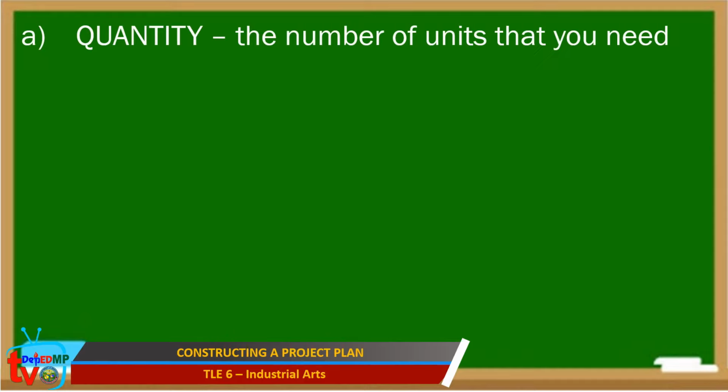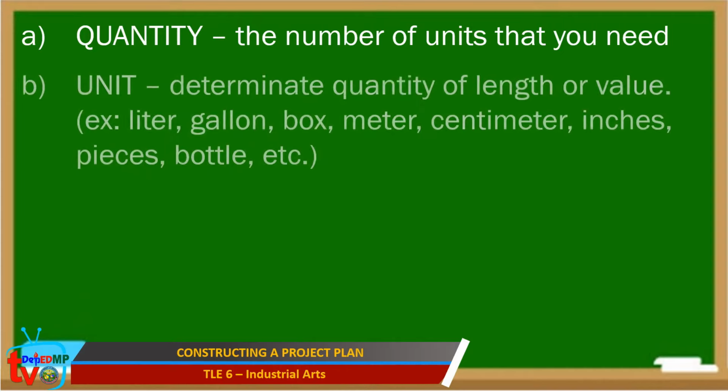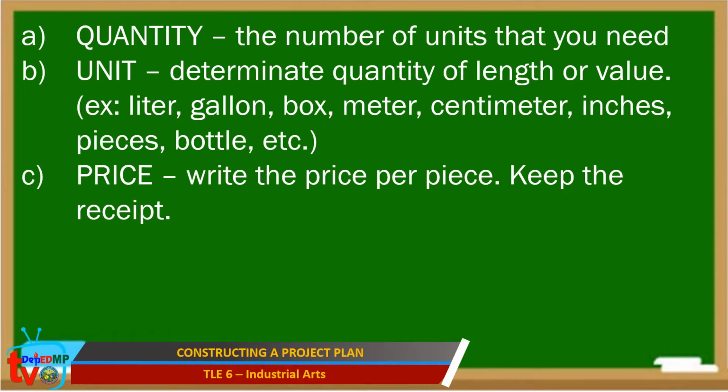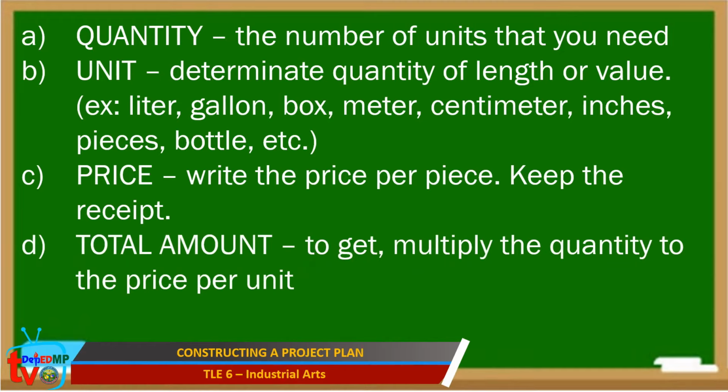First, quantity or the number of units that you need for the project. You must also write the unit, which is the determinate quantity of length and value, like liter, gallon, box, meter, centimeter, inches, pieces, bottle, and others. And then, you have to write the price per piece, and if possible, keep the receipt. Finally, you have to get the total amount. To get this, multiply the quantity by the price per unit.